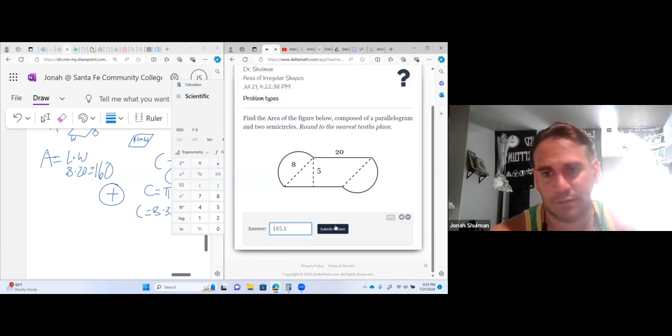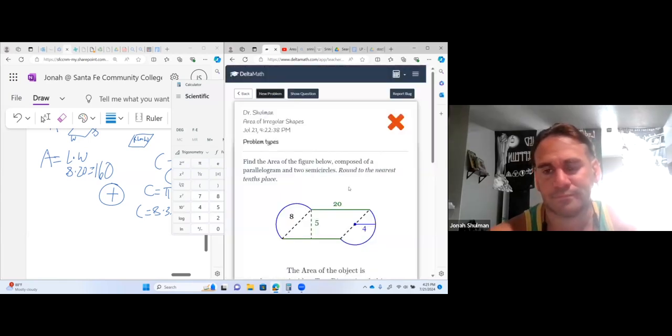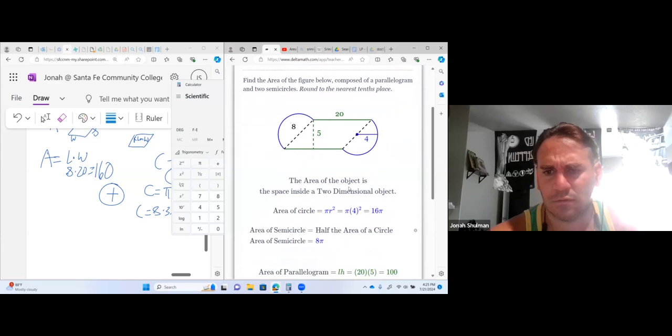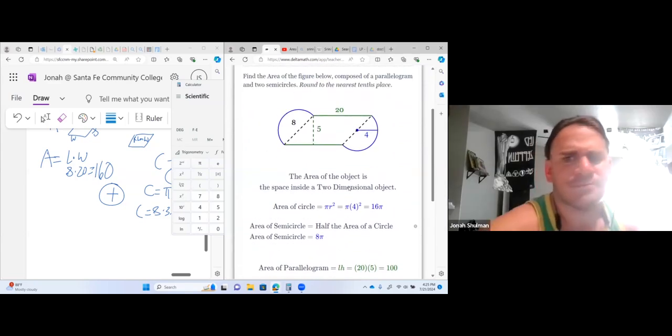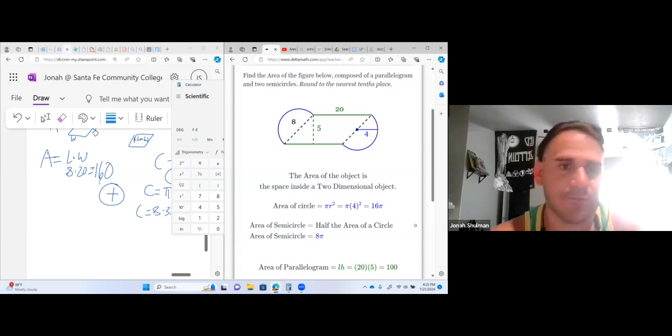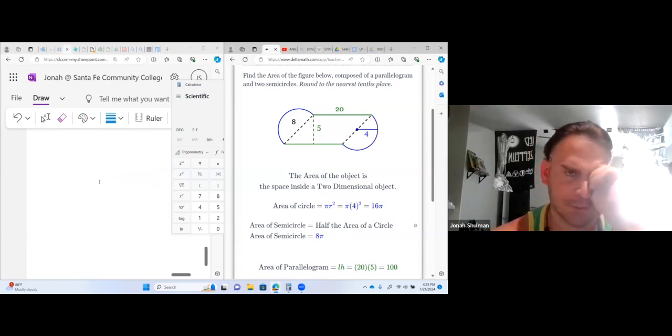Let's see if I did that right. Oh, what? Oh, yes. I didn't put the height. It's always base times height, so I made a mistake. I made a common mistake, so sorry about that.